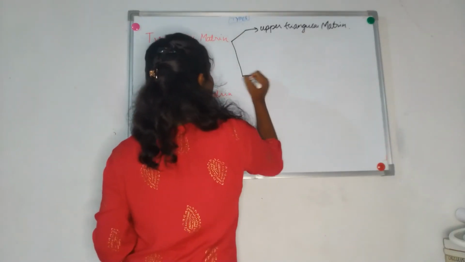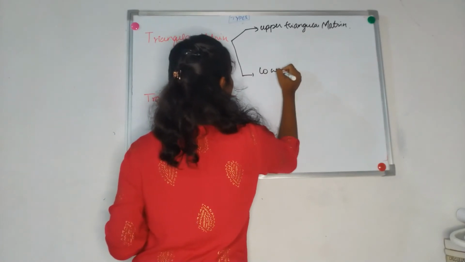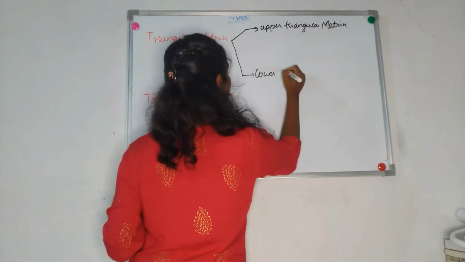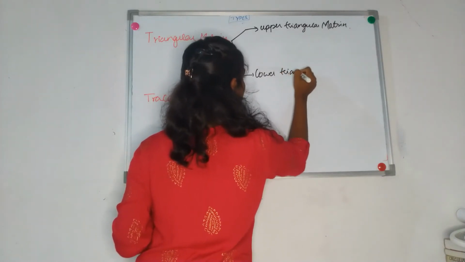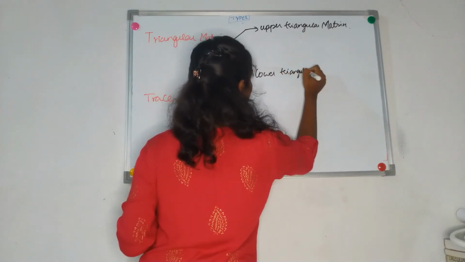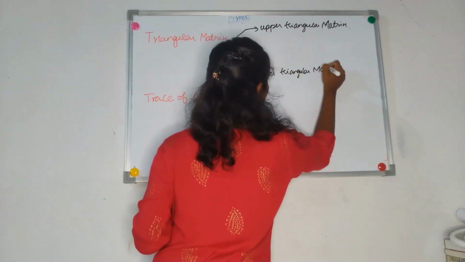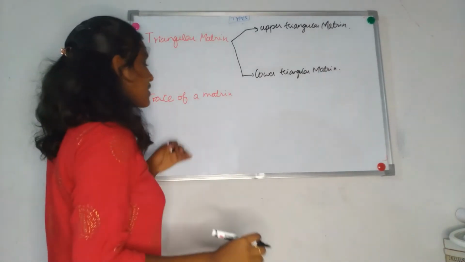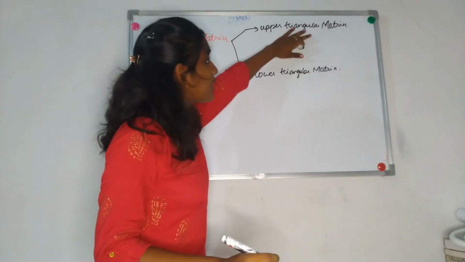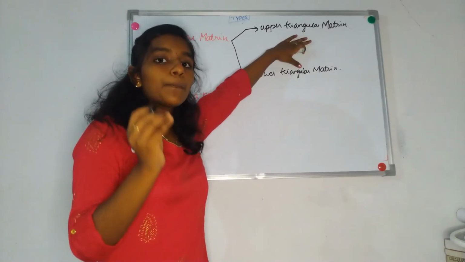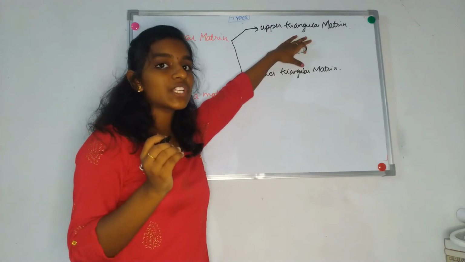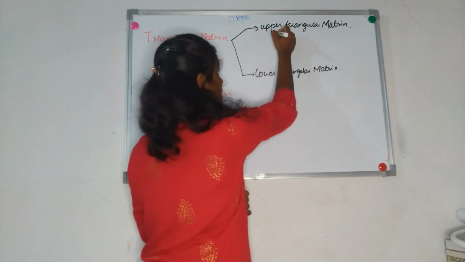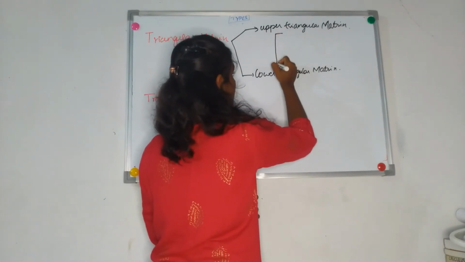and the other one is lower triangular matrix. Okay, so what are these? What does an upper triangular matrix mean? In upper triangular matrix also you have a condition that it should be a square matrix. The definition starts from a square matrix.